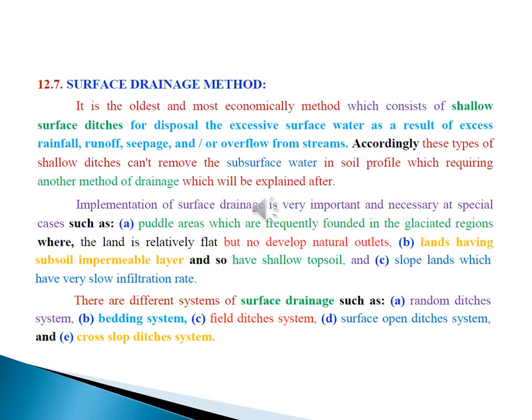Surface drainage method. Really, it is the oldest and most economical method, which consists of shallow surface ditches for disposal of the excessive surface water as a result of excess rainfall, runoff, seepage, and or overflow from streams. Accordingly, these types of shallow ditches can't remove the subsurface water, which requires another method of drainage that will be explained later. There are different systems of surface drainage such as random ditches, bedding system, field ditches, surface open ditches, and cross-slope ditches system.